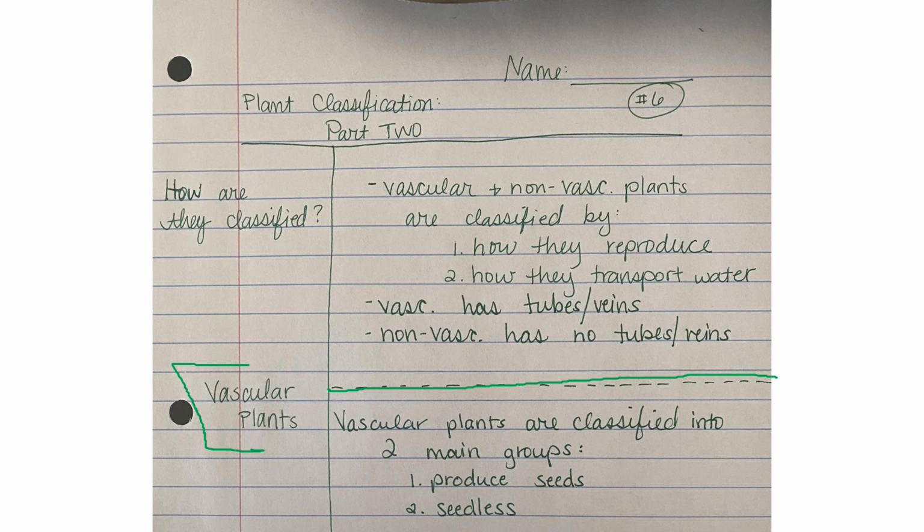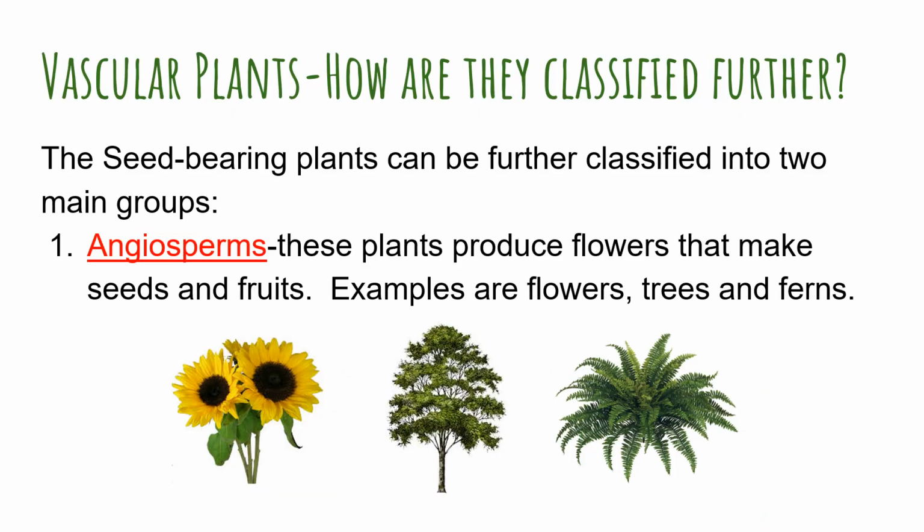So, vascular plants are classified into two main groups, one that produces seeds and one that is seedless. All right, so now specifically talking about the seed-bearing plants, okay? So again, we have the plant kingdom. The plant kingdom divides into non-vascular and vascular. Vascular plants, so those that do have veins, are divided into seeds and seedless or no seeds.